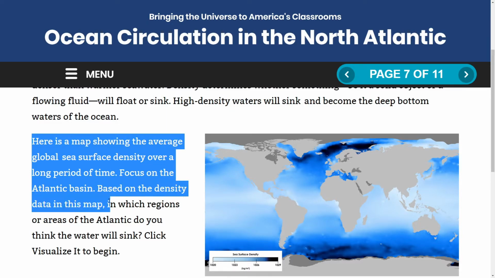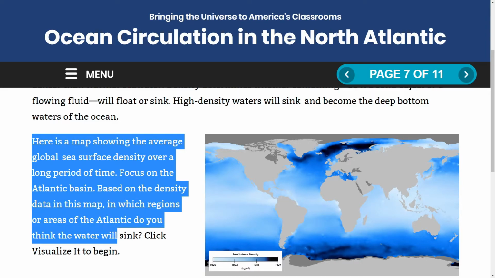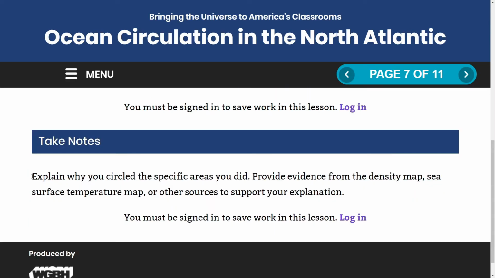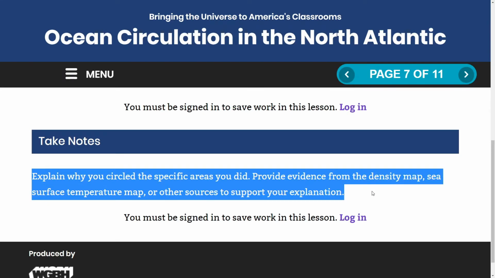Based on the density data in the map, in which regions or areas of the Atlantic do you think the water will sink? Take notes. Explain why you circled the specific areas you did. Provide evidence from the density map, sea surface temperature map, or other sources to support your explanation.